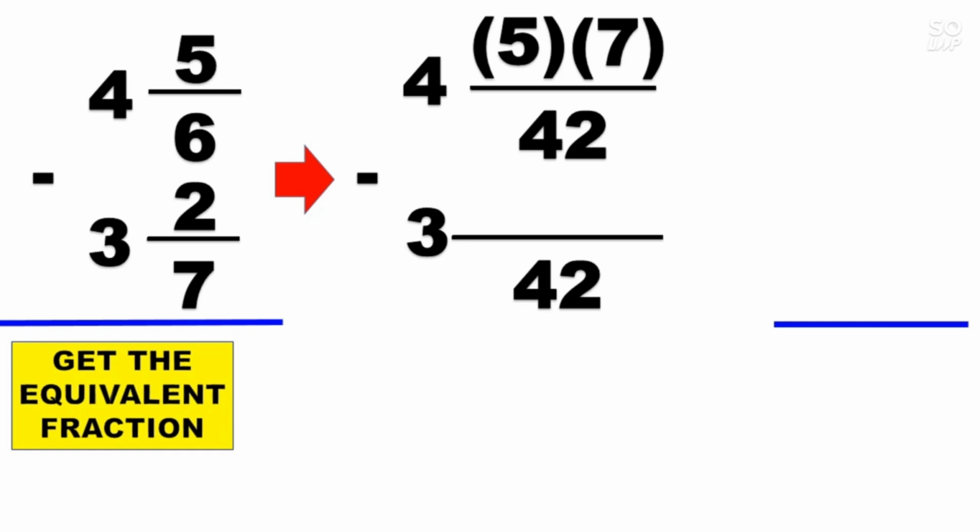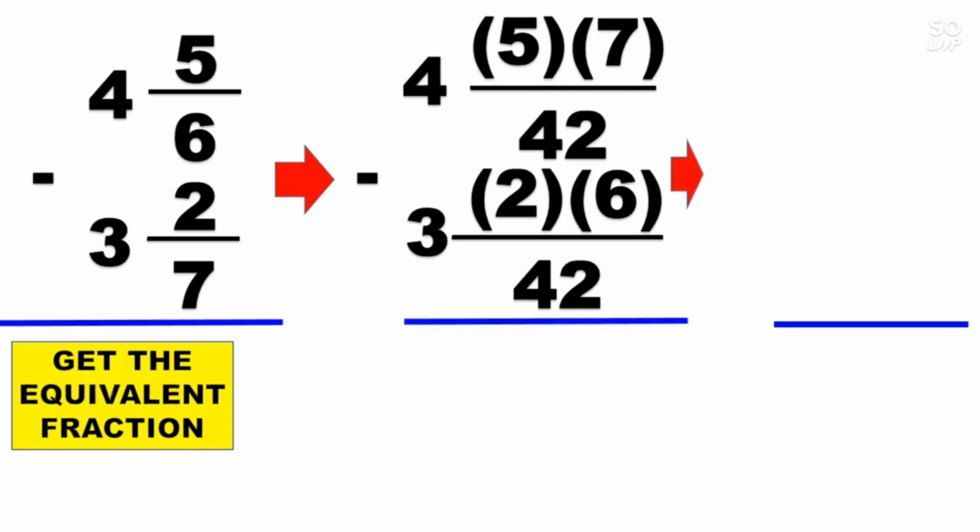Okay, the next step is, we have now the whole number 3, and then, the numerator is 2. I-rewrite natin yung numerator na 2, and then, divide natin 42 divided by 7, the answer is 6. Yun yung i-multiply natin doon sa numerator na 2. So, we have 2 times 6. Okay, and then next, we simplify.